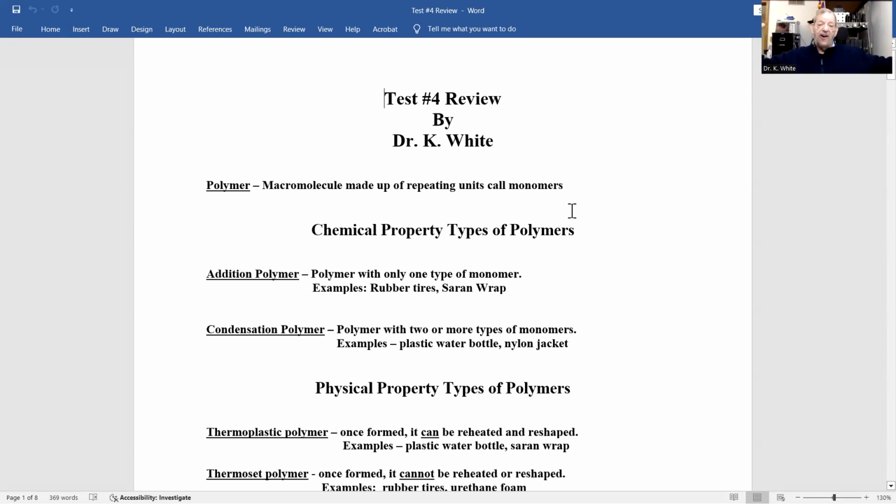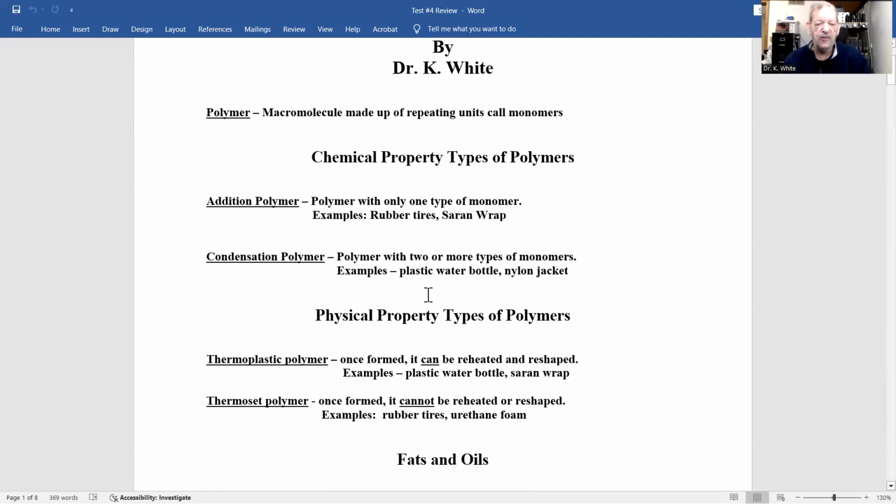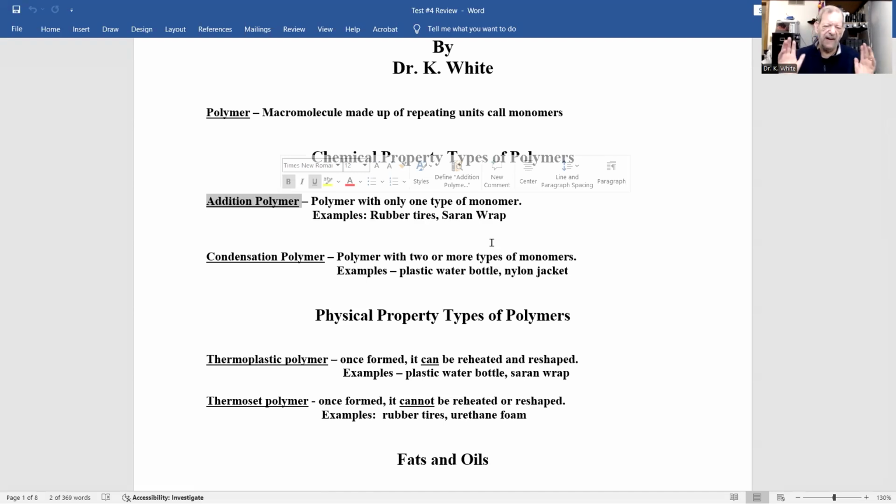Think of it like a very long freight train of boxcars and other kinds of cars. Now, you should know that there are two ways of distinguishing polymers, one by a chemical property, the other by a physical property. For the chemical property, an addition polymer is a polymer with only one type of monomer. Examples of that would be rubber tires, like car tires, or Saran Wrap, the plastic wrap you use in your kitchen. At least I do. I get mine at Costco.